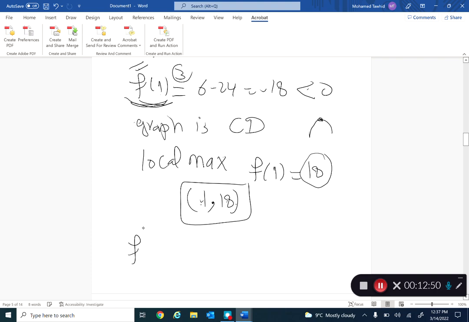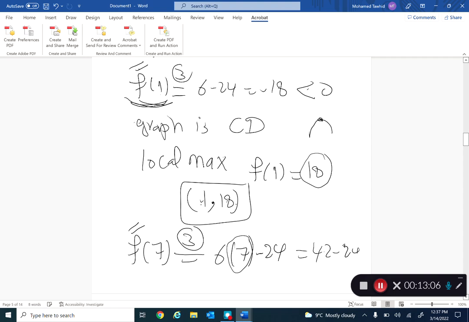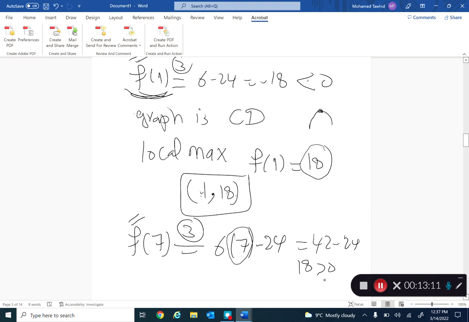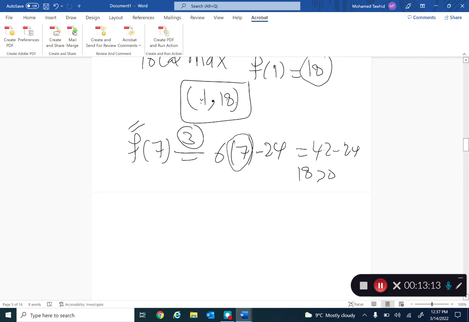Now I need to get the second derivative at 7. So I go to equation 3, 6 multiplied by 7 minus 24, right? If I replace x by 7, that is 42, so it's very clear it's positive. 42 minus 24, you have 18, positive. If the second derivative at the critical point is positive, your f is concave up. Then you have a local minimum.